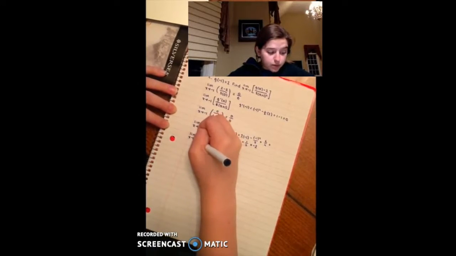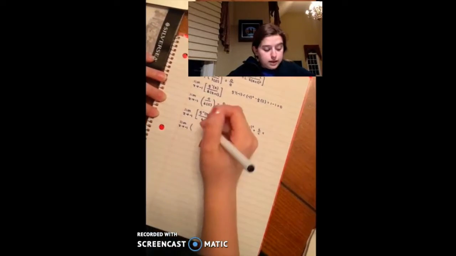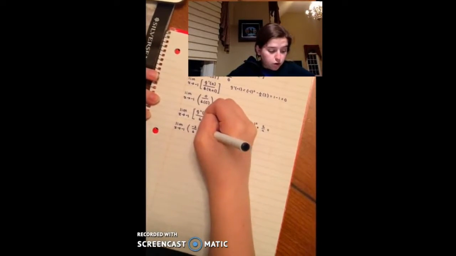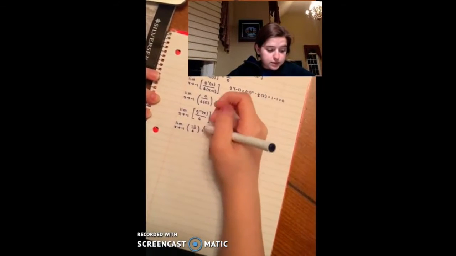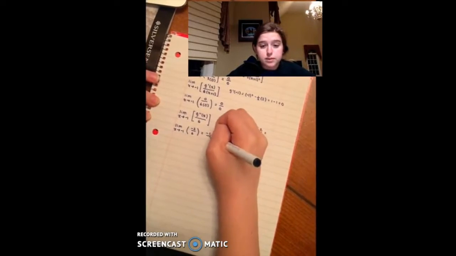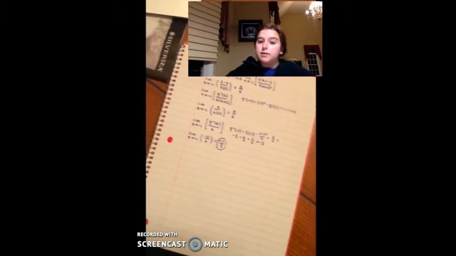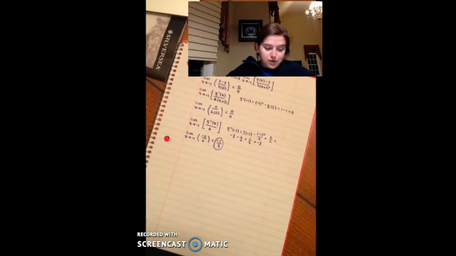So now we can plug in g prime of -1, which is -2, over the derivative of 6 times x plus 1, which is simply 6, to get -1/3. So -1/3 is the limit as x approaches -1.